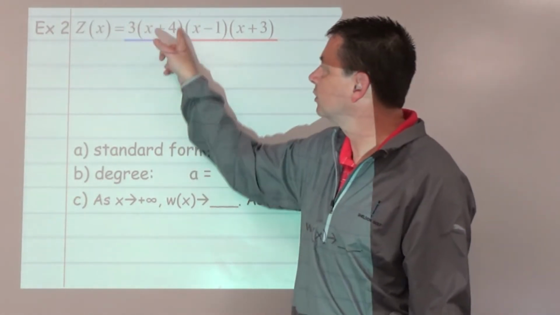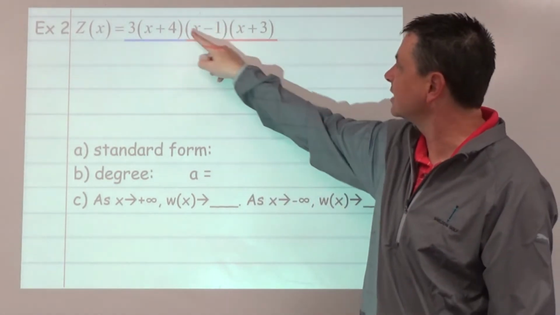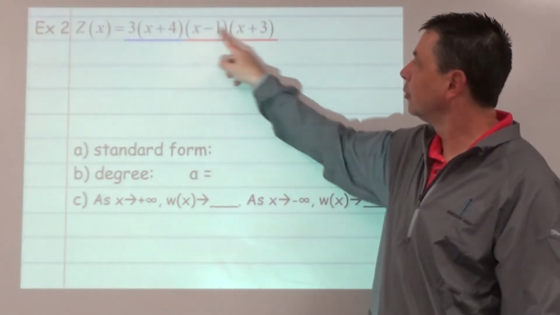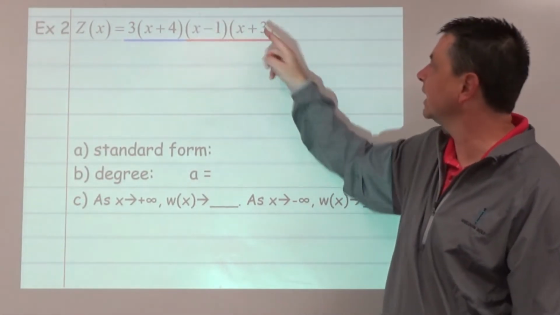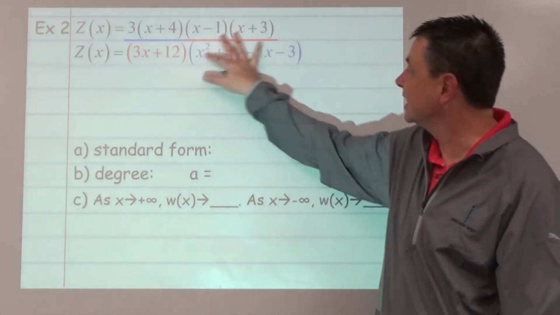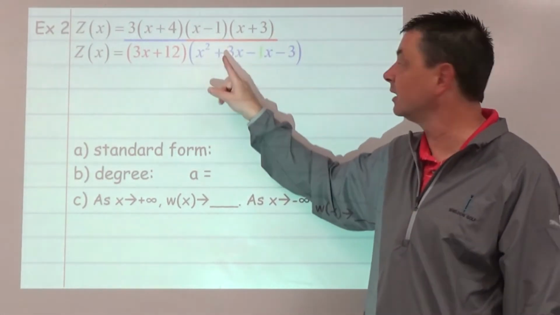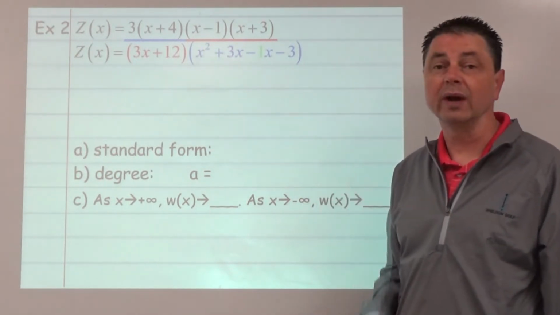So we'll just distribute the 3 here. We get 3x plus 12. We'll distribute x times x is x squared plus 3x minus 1x minus 3. And it would probably be a good idea to take this and simplify, combine like terms, combine our x's, so we're going to be x squared plus 2x minus 3.